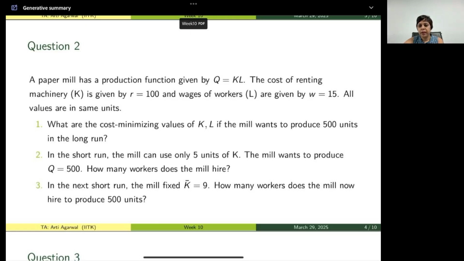So did you get the answer? So L will be 100, right? In the second part. I hope everybody got that.